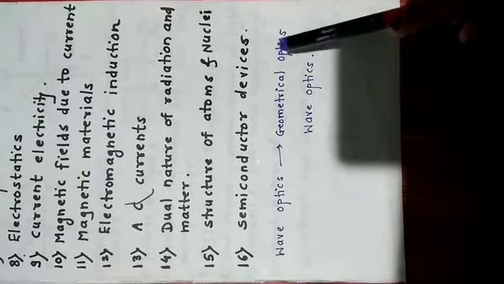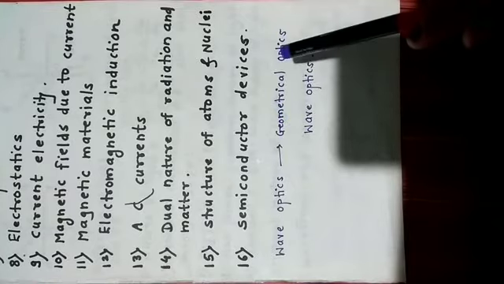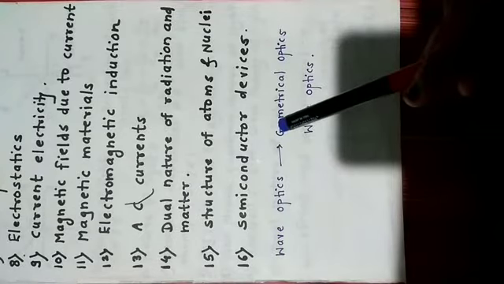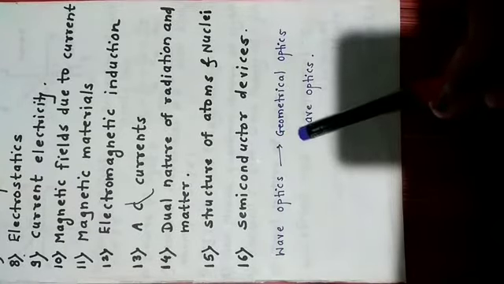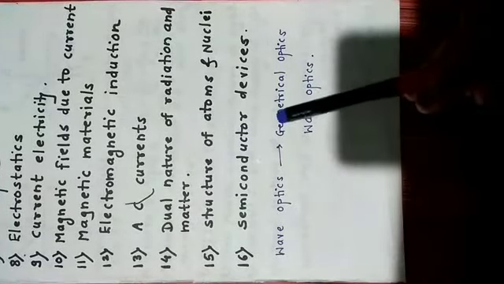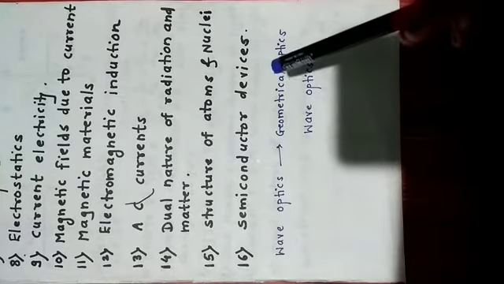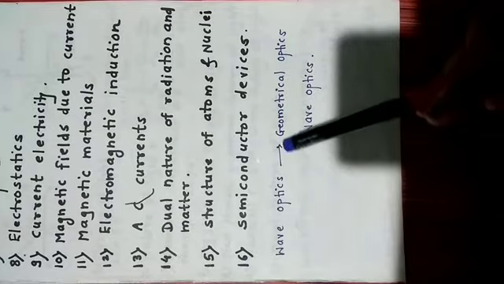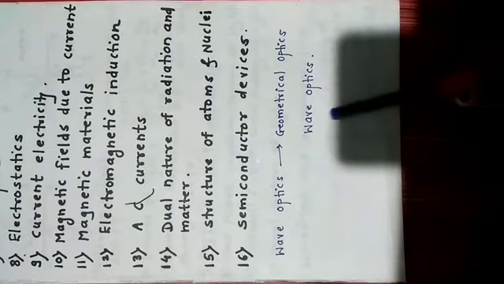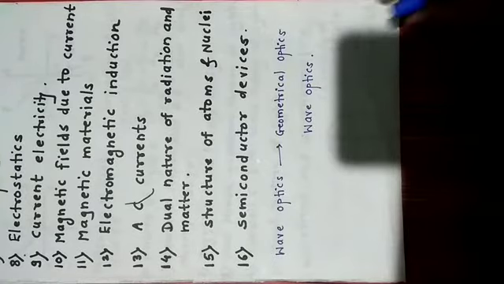Geometrical optics we have seen in the 11th standard while studying the reflection and refraction of light rays through reflecting surfaces, and again the reflection and refraction through lenses, mirrors, etc. We have already studied the lens maker's equation, prism formula, then total internal reflection of light. All these concepts belong to geometrical optics. And in the 12th standard, we are going to study wave optics.